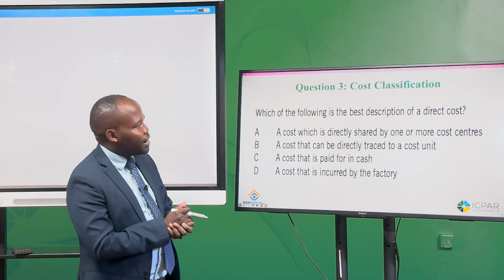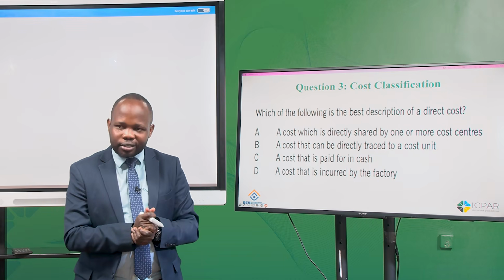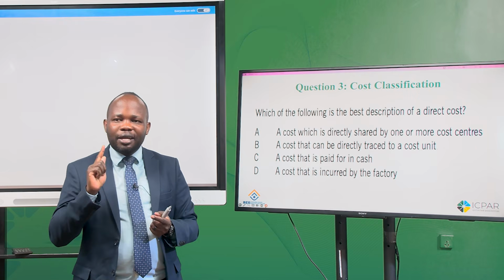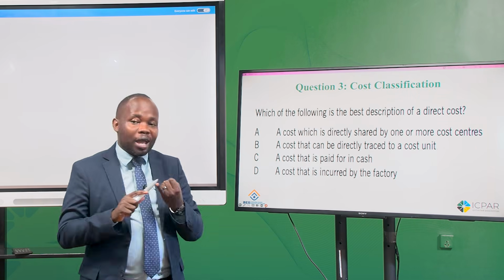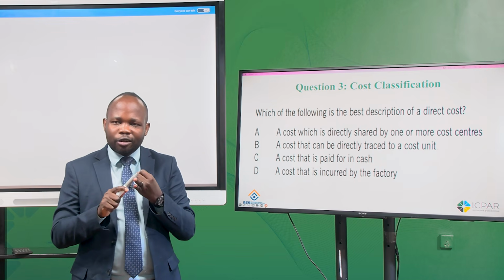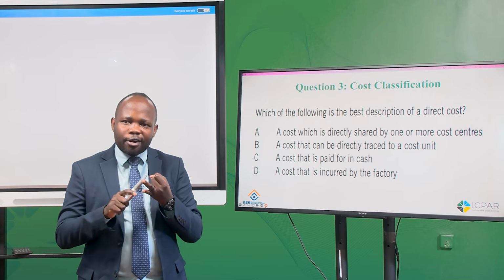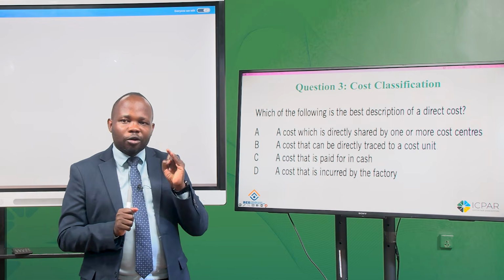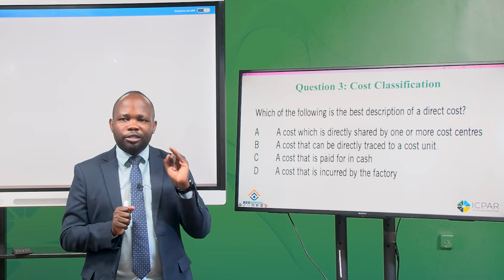Which of the following is the best description of a direct cost? Remember, we have different ways to classify costs. Costs can be classified by their nature. When we classify costs by their nature, we have either direct costs or indirect costs. Direct costs are also known as prime costs. Indirect costs are also known as overheads. What are direct costs? Costs traceable to a specific cost unit.